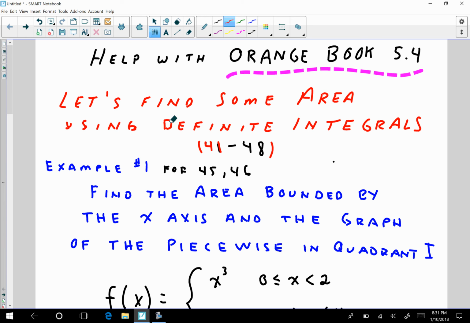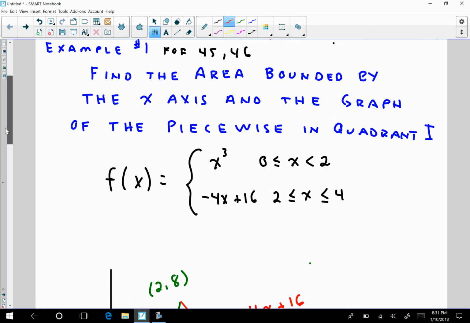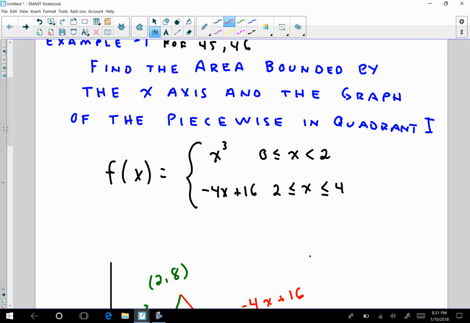Okay, so here's example number 1. Let's find the area bounded by the x-axis and the graph of the piecewise function in quadrant 1. For all of these problems today, it's okay to use your graphing calculator to find the graph if the graph is not given. In 45, 46, 47, 48, the graph is given, so you will not need your graphing calculator. Keep in mind you could use your graphing calculator to find the definite integrals, but we do need to review the analytical work finding the definite integrals, so let's use our analytical work to find these.